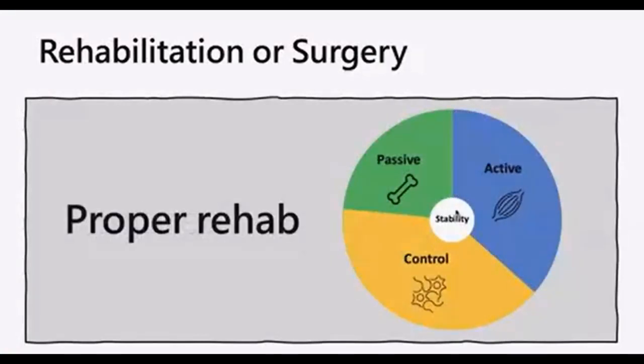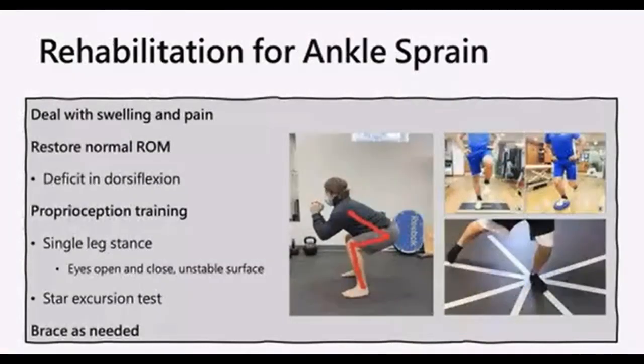So with proper rehab, maybe you still can't repair the passive system, but by training the active system and control system, you can use these systems to compensate for the impairment of your passive system. So this joint is still stable because you can train these 2 components. So for rehabilitation for ankle sprain, first of all, of course, in the initial stage, we need to deal with swelling and pain, and range of motion is very important.